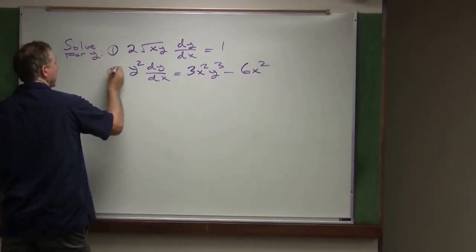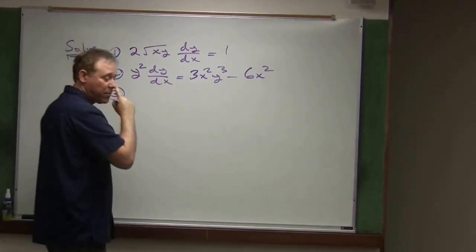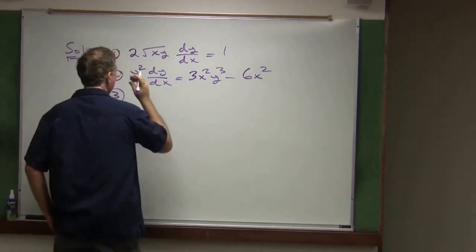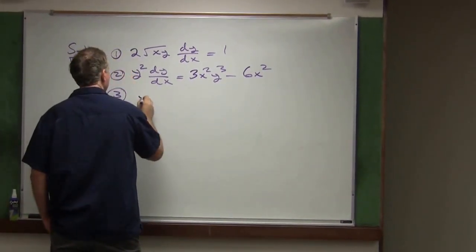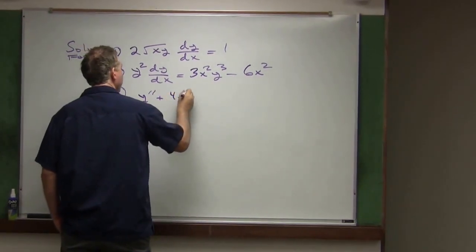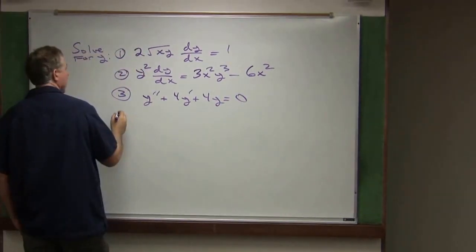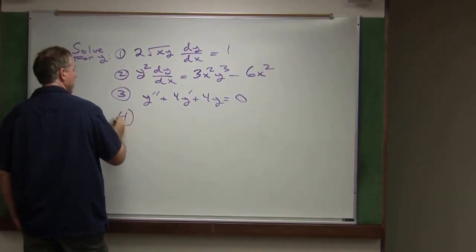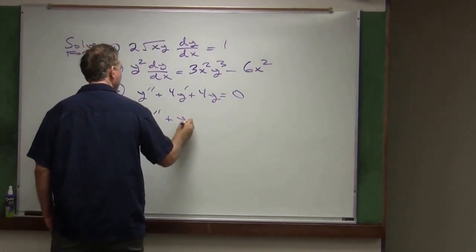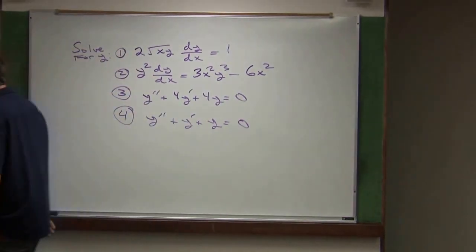And then I'll give you two of these, so we'll do the other two cases, get you to practice. So maybe y double prime plus 4y prime plus 4y equals 0, solve this, and solve this one. Y double prime plus y prime plus y equals 0. Solve these.